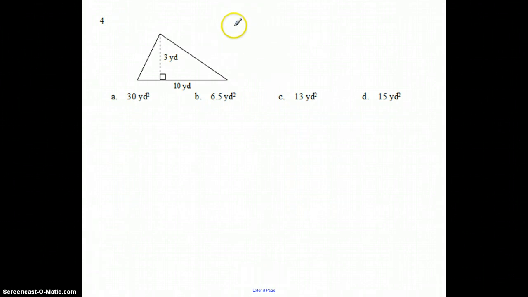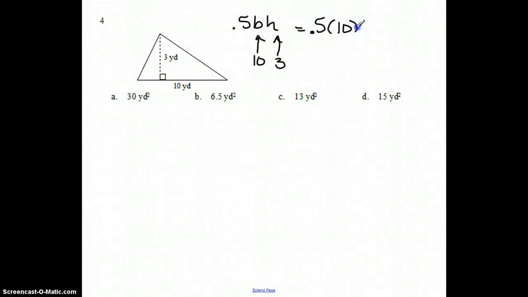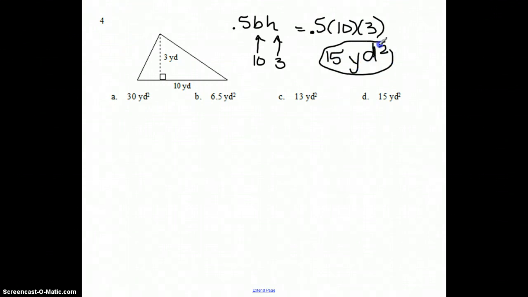Okay, in this one, 1/2 the base times the height. So in this one, the base is 10, and the height is 3. It's 1/2 10 times 3, which is going to give me 15 yards squared. So D is my answer.